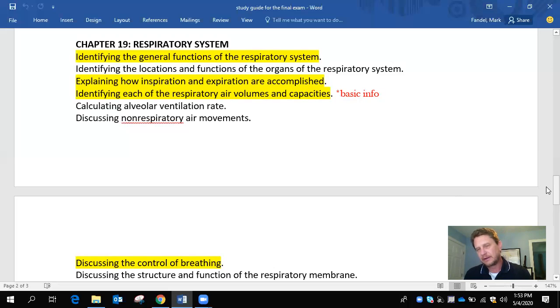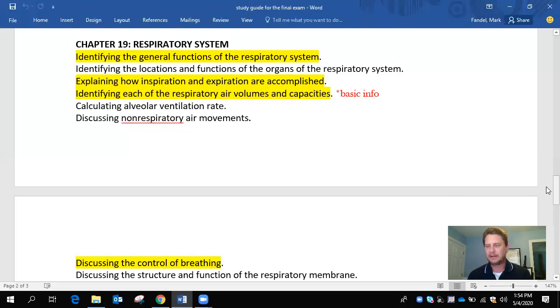Now, the capacities are divided up, and there's 4 of those also. One of them is pretty straightforward. It's called total lung capacity. That's just adding all of them together. It's roughly 6,000 milliliters. Then I have vital capacity. Like I said, those are the ones that I can use. That's the 2 reserve tanks and tidal volume.